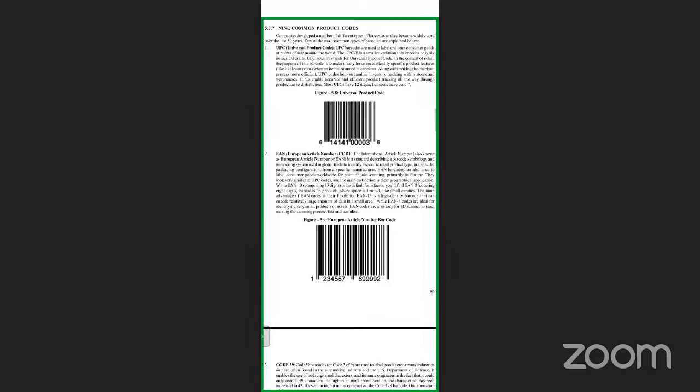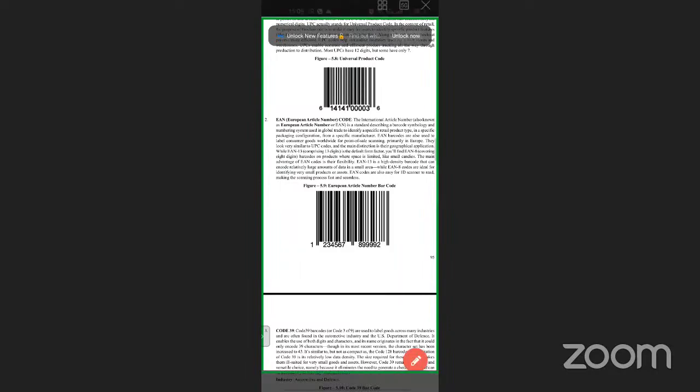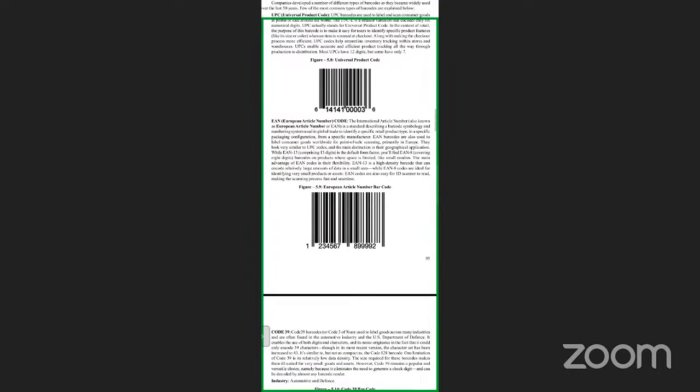Next one is EAN, that is European Article Numerical Code. This is the International Article Number, and it is given to standardize describing a barcode symbology and numeric system in global trade to identify a specific retail product type. It is also used for labeling consumer goods worldwide for point of sale scanning, primarily in Europe. That is the reason it is called European Article Number.